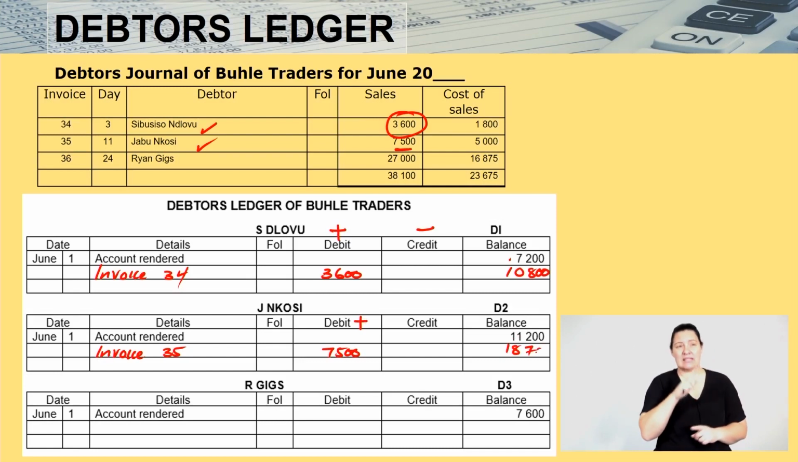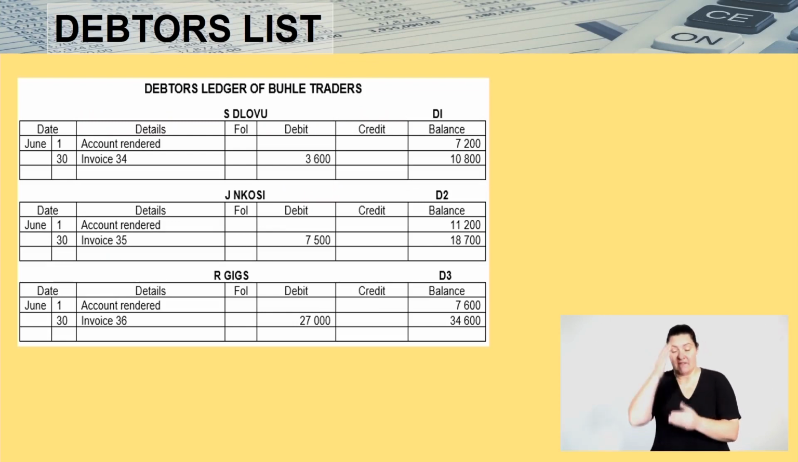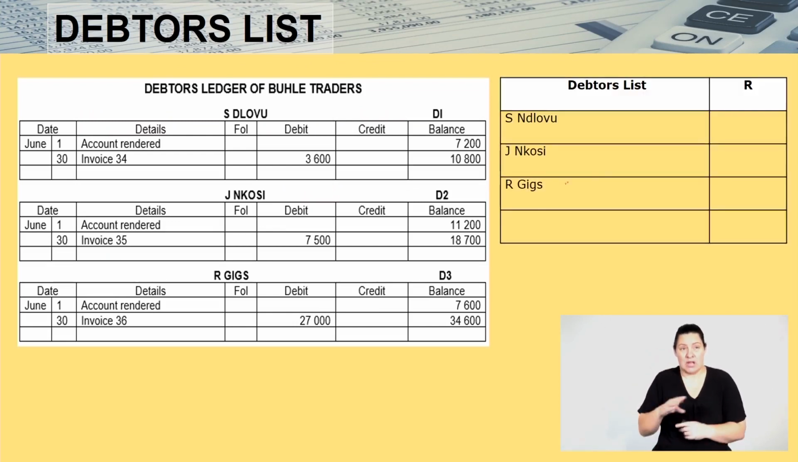18,700. Then we go to the next debtor, who is Ryan Giggs. We sold goods of 27,000. So you're going to record again another invoice, which is invoice number 36. And then on the debit side, which is the plus, we're going to bring our 27,000, which then gives you 34,600. When your debtors ledger is completed, then you can complete the debtors list.